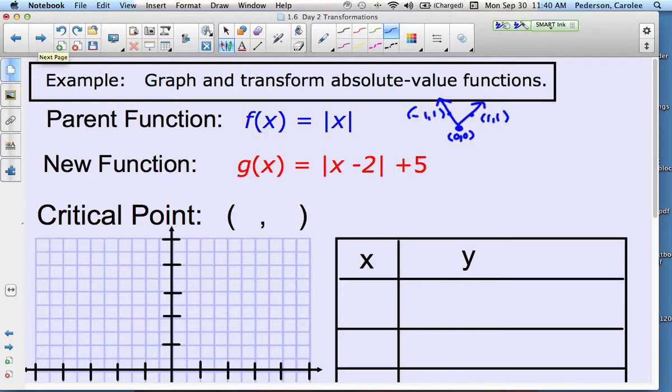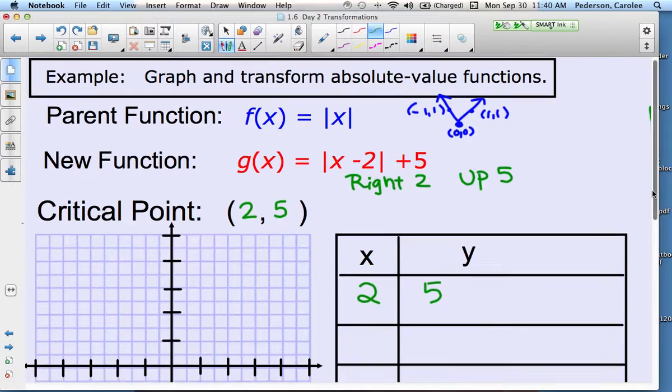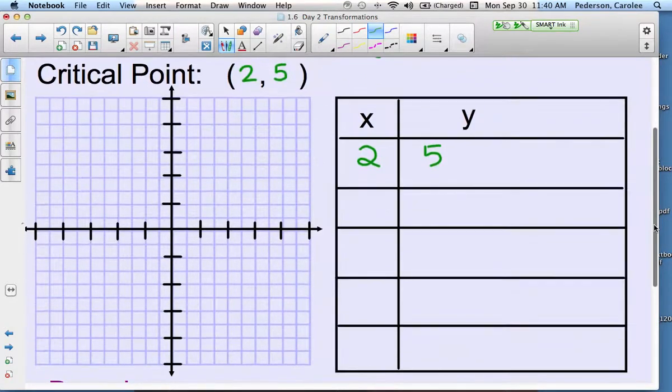Now our new function is with the transformations. We have two transformations. Inside the function means it's going to go to the right 2. And then outside the function means it's going to go up 5. So our critical point is right 2, up 5. And then I'm going to put that in our first xy plane, or xy coordinates. So let's graph that first coordinate, over 2, up 5. Then we create our ordered pair, (2, 5).